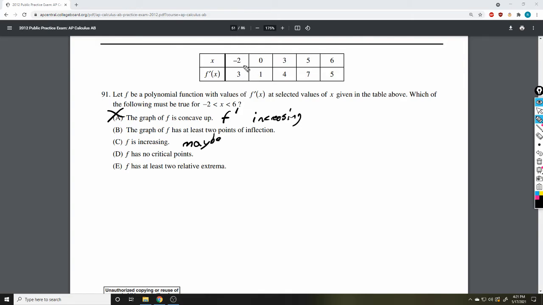What if at -1, what if I slipped in at -1, I dipped down to -2? Now it's not increasing all the time anymore. Again, we're looking for what has to be true. What is guaranteed? Not guaranteed.